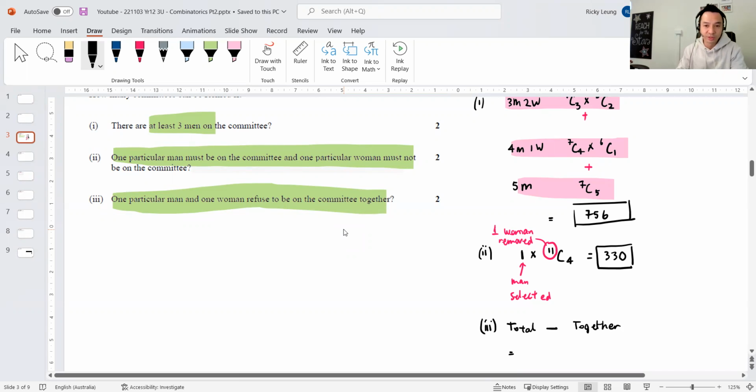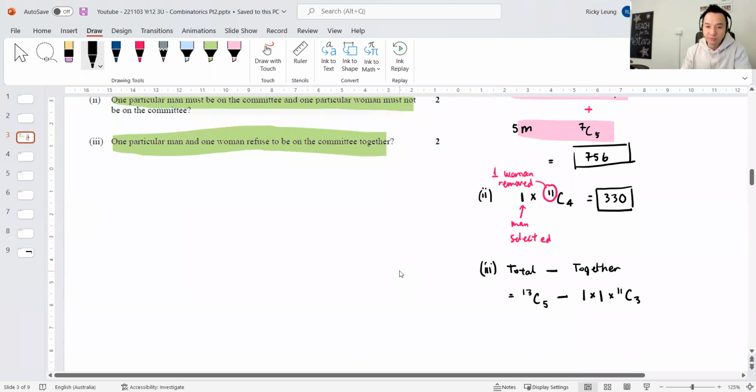Now for total, unrestricted, I've got 13 people and I'm choosing 5, right? That's quite straightforward. Now, if I'm minusing the case where they're both in there together, so the man's in there, the woman's in there, and then I have 11 people to choose my other 3, right? That will give me, hopefully, the situation where that one particular man and woman refuse to be on the committee together, right? Punch in the calculator 1122, I think.